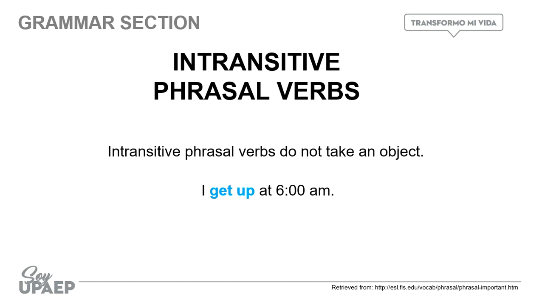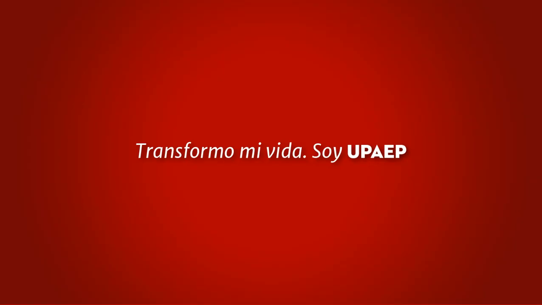An intransitive phrasal verb does not take an object. For example, I get up at 6 a.m. If you notice, there is no object. Unfortunately, there is no way of knowing when a phrasal verb is transitive or intransitive. Or there is no way to know if a phrasal verb has a literal meaning or an idiomatic meaning. It is important that you understand the context, and it is important that you practice them. That's why there is lots of practice related to phrasal verbs in this course.